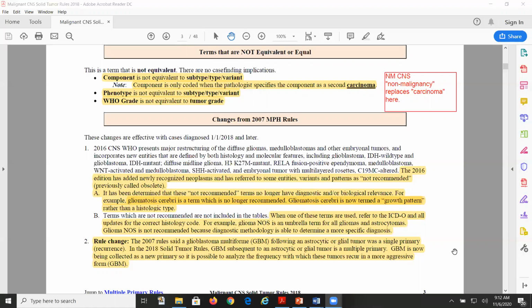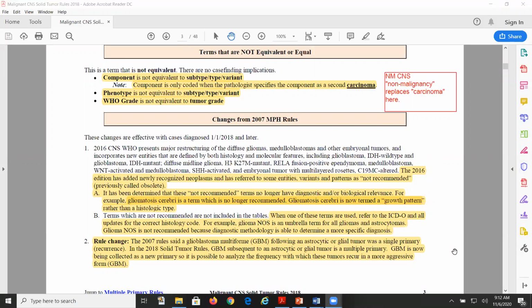The term glioma is an umbrella term for all gliomas and astrocytomas. Glioma, NOS, is not recommended because diagnostic methodology is able to determine a more specific diagnosis. So you're not going to see the histology for glioma, NOS, in our histology table in these rules.